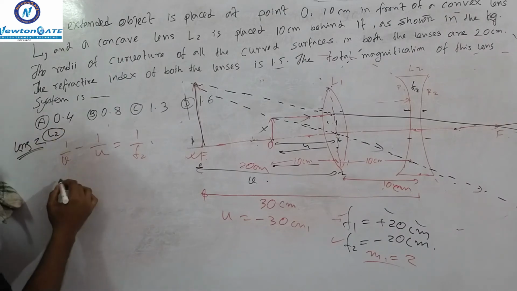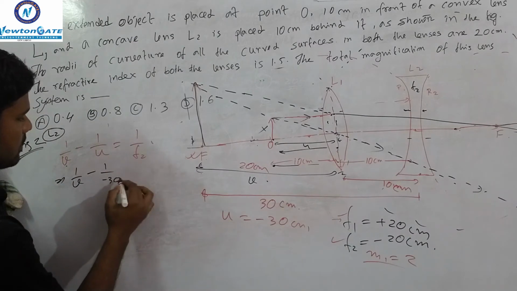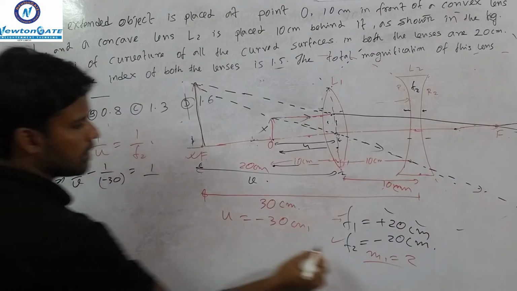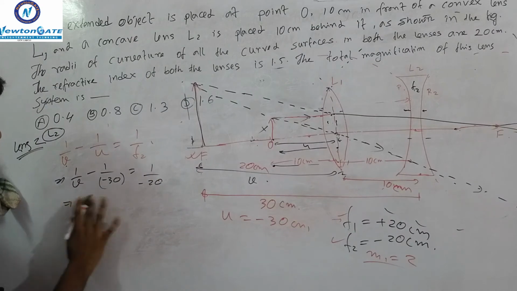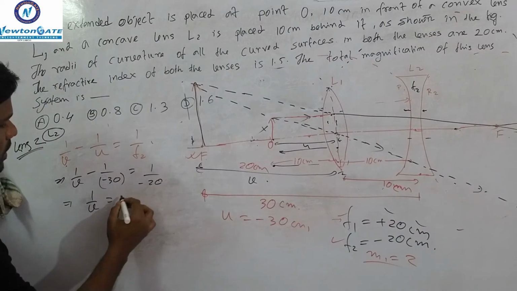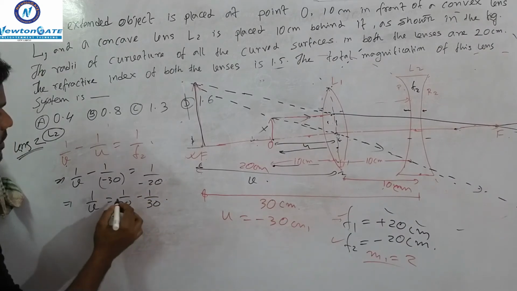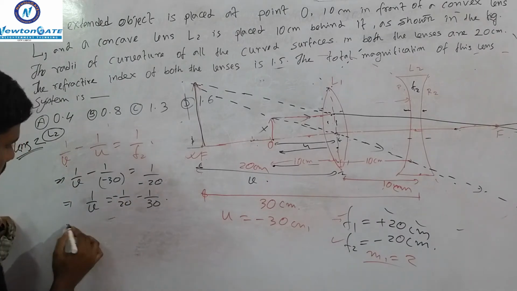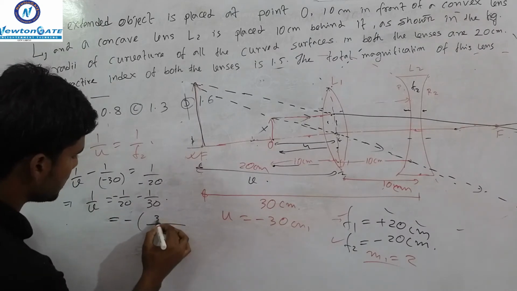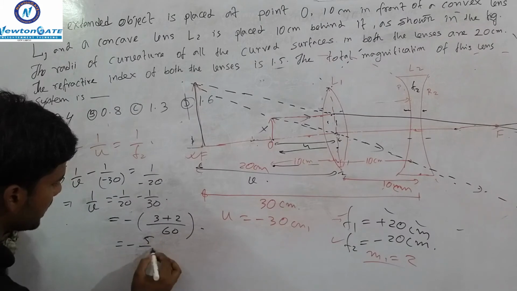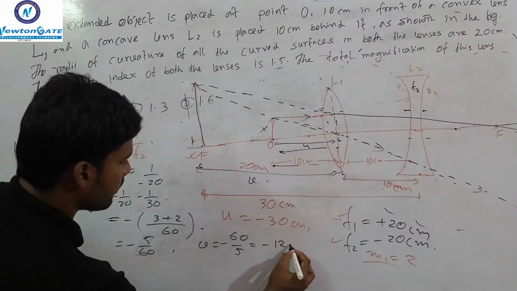Okay. So V, we want to find here V. We know U is minus 30 and F2 is minus 20 centimeter. Now V, just calculate it. 1 by V equals 1 by minus 20 plus, minus 1 by 30, and this is also minus, which equals minus, common ले लो 60, that is 3 plus 2, that is minus 5 by 60. Now V equals 60 by 5 and minus, that is minus 12 centimeter.